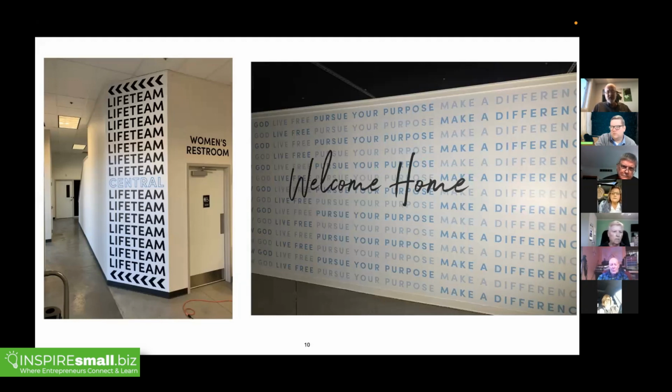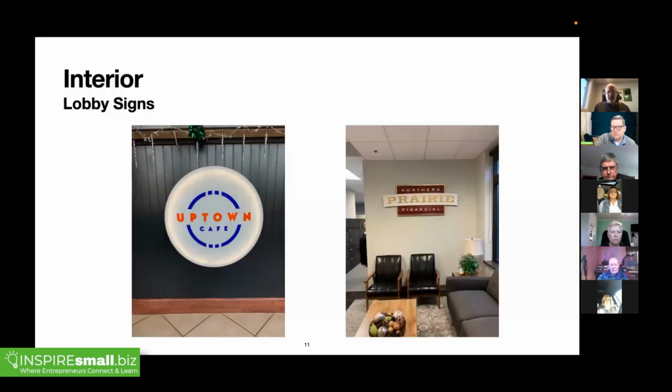More interior graphics. This was at a church. They have walls, they need to have a message put up there. These can be pretty sizable walls too. And then you have your lobby signs, which also fall into the interior graphics. So we just did the Uptown Cafe. This is an LED lit lobby sign, acrylic based. So it shows up better at night with the LEDs, but at least it's a unique sign to add some class to the establishment.